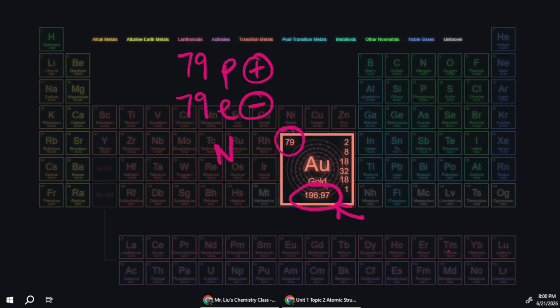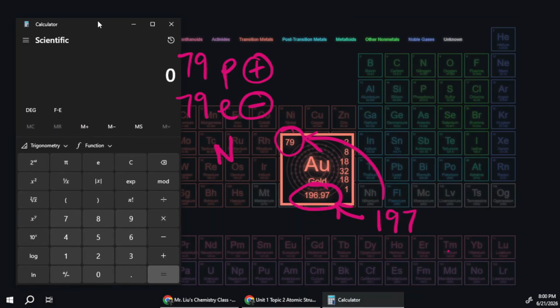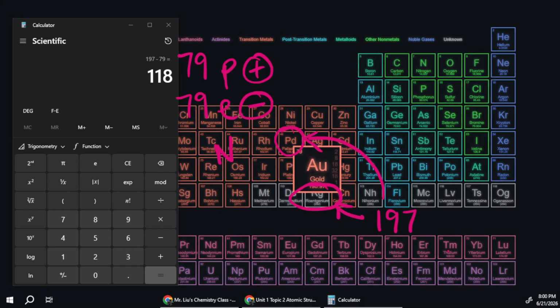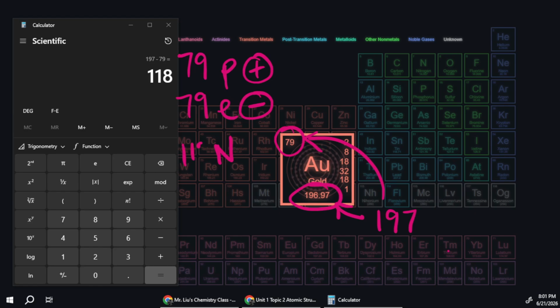So right here, let's round it to a whole number. The nearest whole number would be 197. Okay, and then subtract that by 79. So pull out your calculator. We have 197 minus 79 equals 118. So neutrons is equal to 118. Okay, this is how we find the number of protons, neutrons, and electrons for any element.